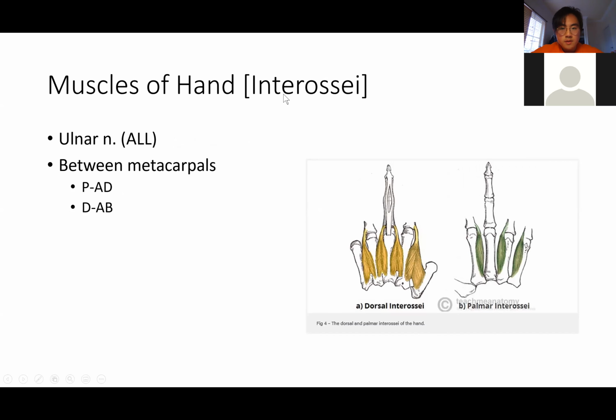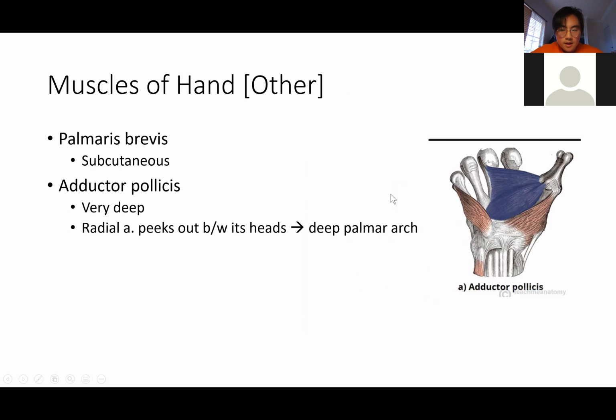The interossei: inter, between, ossei, the bones. So between the bones. And you guys probably know the pattern by now. The palmar ones do adduction, the dorsal ones do abduction, and the ulnar nerve does all of them. Now these are the other muscles of the hand. First we have the palmaris brevis. If you remember, we had a palmaris longus, which is the tendon that you see. And this one also inserts into the flexor retinaculum.